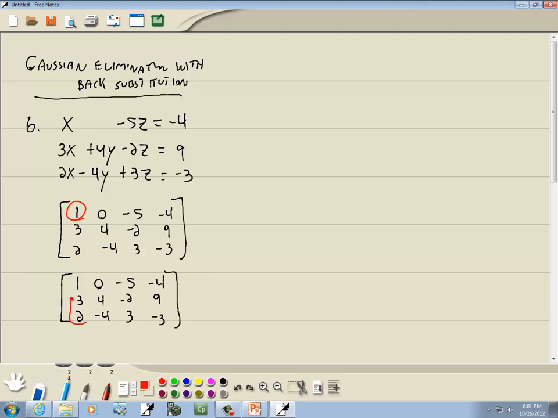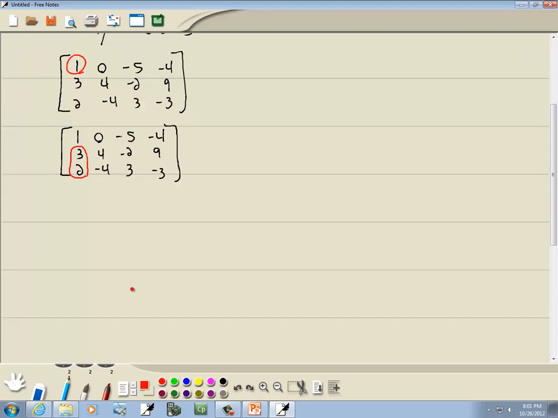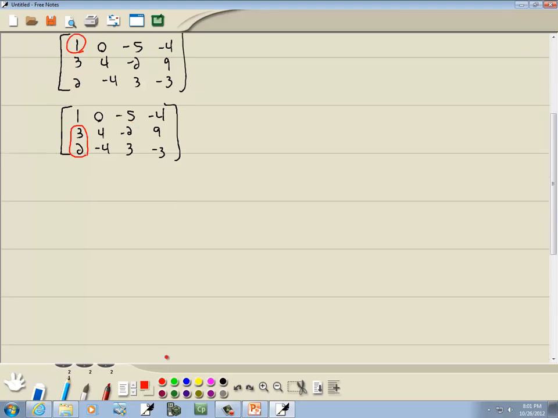Second step, we want to get zeros below that 1. So we want to work at getting zeros right there. Let me double check my signs. 1, 0, -5, -4, 3, 4, -2, 9, 2, -4, 3, -3. Okay, looks good.